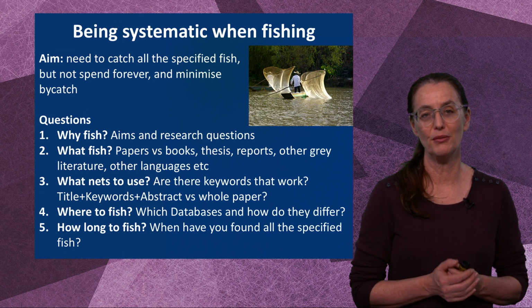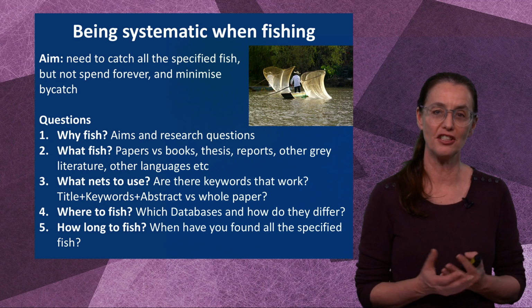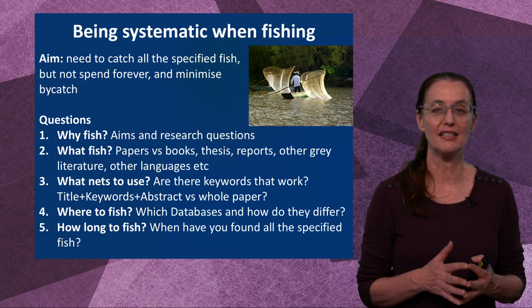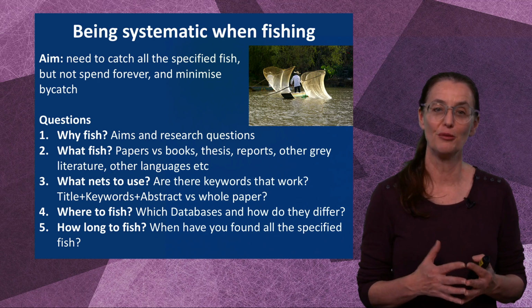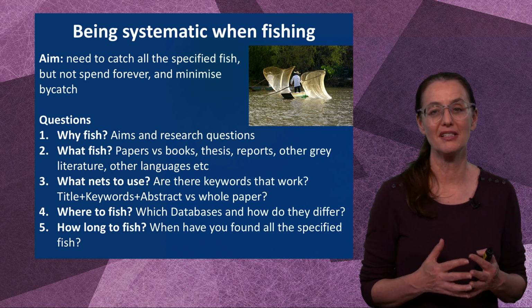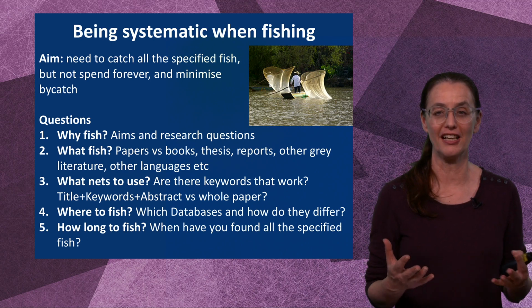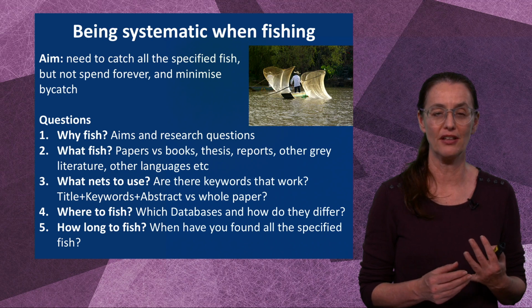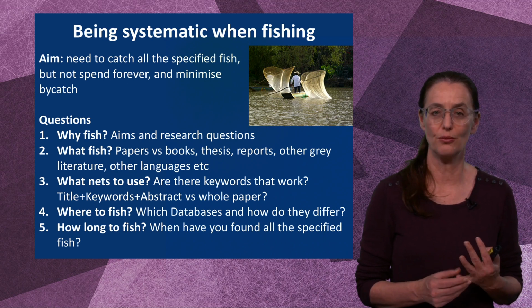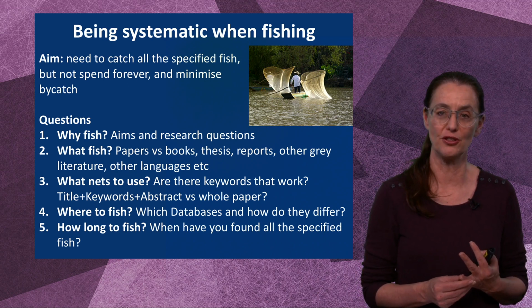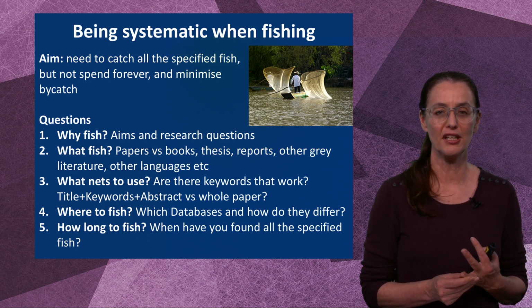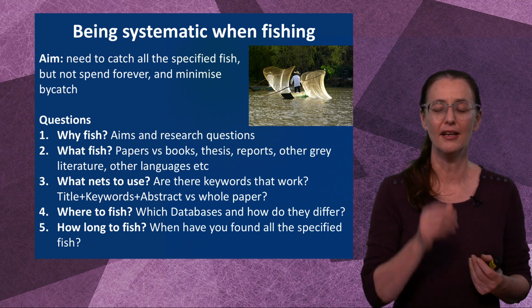And for this, I found one of the most effective ways is to use an analogy of being fishing. Your aim in a systematic review is to catch all the specified fish, but not spend forever and minimise the amount of bycatch, the other fish you catch that you don't want. And that relates to some basic questions about the review. Why fish? What are the aims and research questions you want to find out about that literature? What fish? Are you going to be looking at papers, original research papers, or are you also going to be looking at other materials?